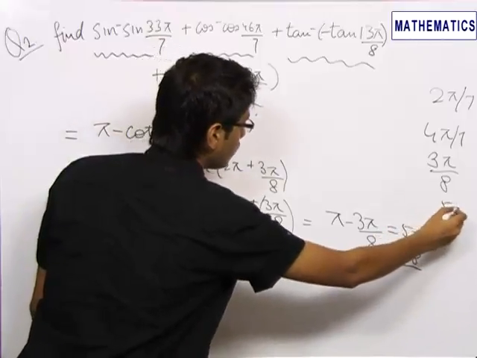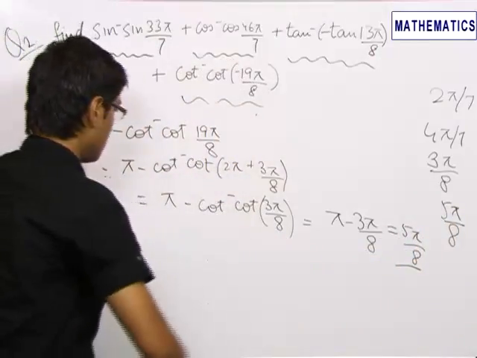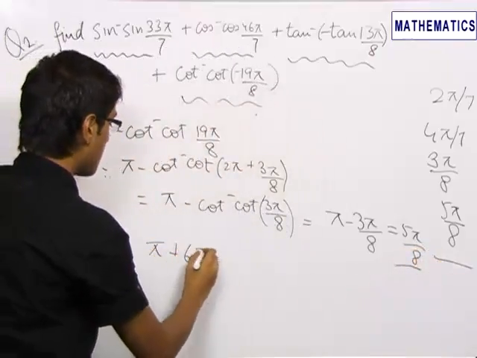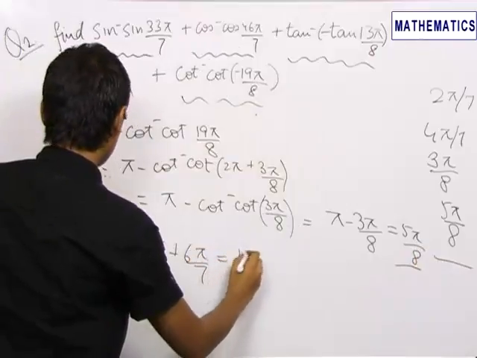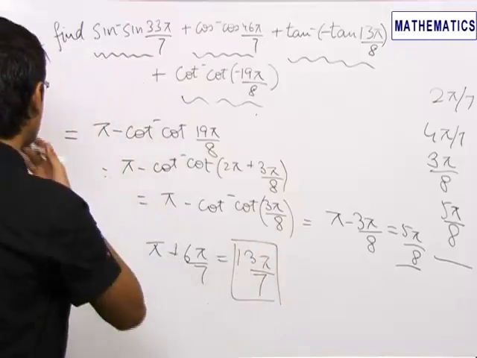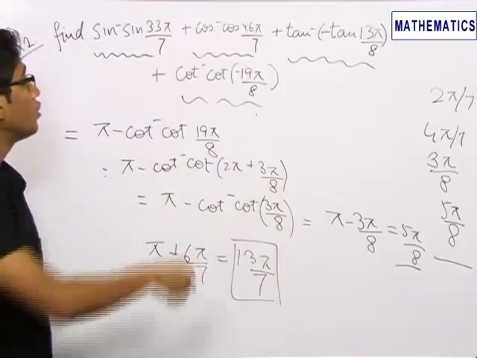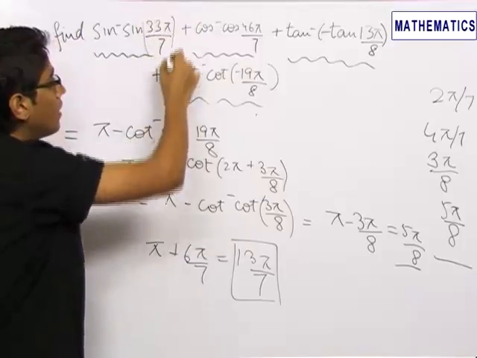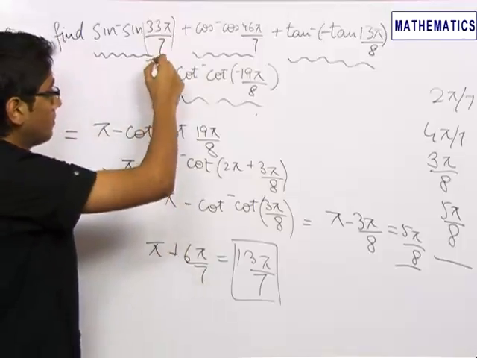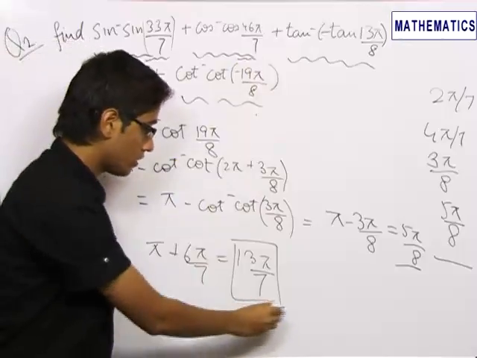So now we just need to add up all these four values to get the final answer as pi plus 6 pi by 7 equals 13 pi by 7. So our final answer is 13 pi by 7. In this question, we needed to be very careful while taking out the angles inside outside the sine, cos, tan or cot functions, and we need to know when these angles can be brought out, and the final answer of our question is 13 pi by 7.